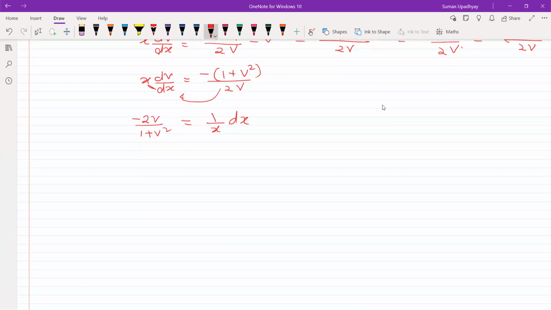Now variables have got separated. Now what you will do, you will just integrate them. So I'll keep minus outside. What is the integration of the left hand side? Ma'am, log of 1 plus v square. Why is that so? Ma'am, exact derivative, ma'am.